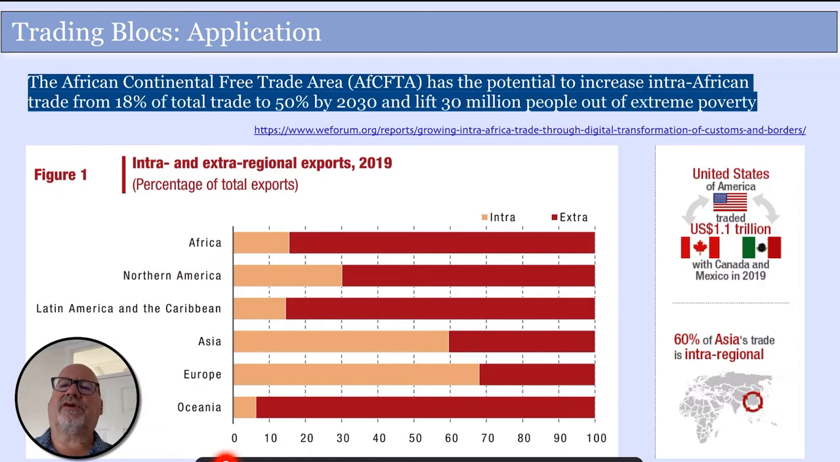60% of Asia's trade, they're in the ASEAN trading bloc. 60% of their trade is intra-regional. And as that grows, we talked before about globalization, maybe we're going to have a world where globalization is slowing down and there'll be more global trading blocs. Okay, so useful information, I hope, for trading blocs.